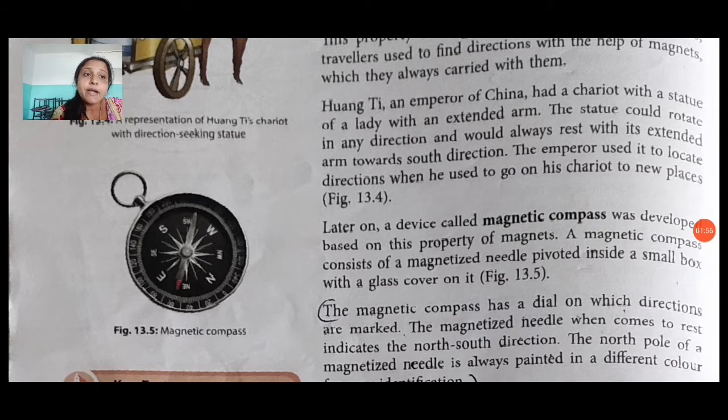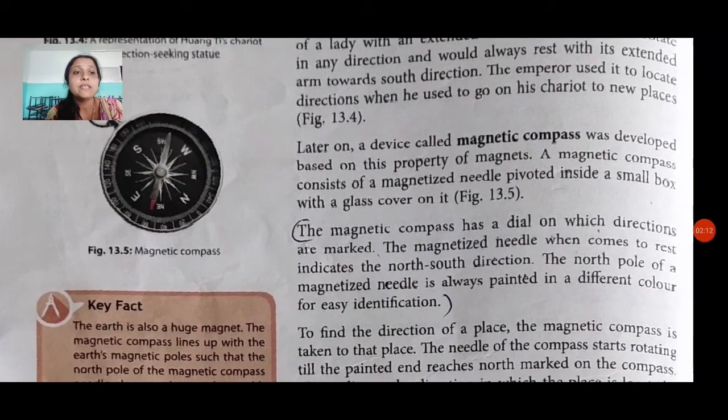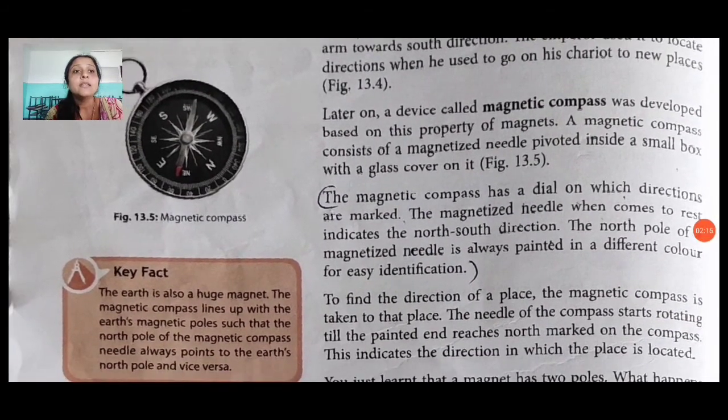A magnetic compass consists of a magnetized needle pivoted inside a small box with a glass cover. You can see the picture of a magnetic compass here. The magnetic compass has a dial on which directions are marked. The magnetized needle, when it comes to rest, indicates the north-south direction. The north pole of the magnetized needle is always painted in a different color for easy identification.